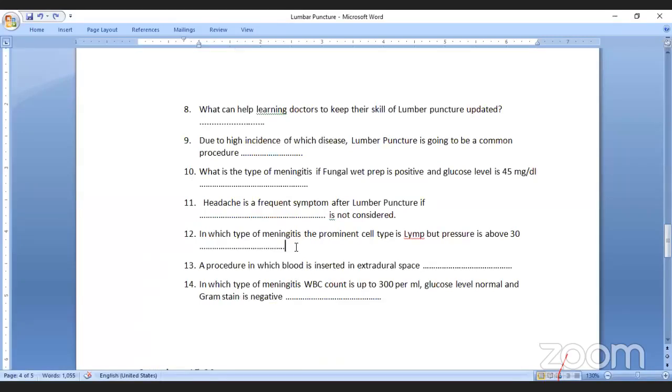The next question is: in which type of meningitis is the prominent cell type lymphocyte, but the pressure is above 30? In which text can you find the answer? Write in the chat, please.